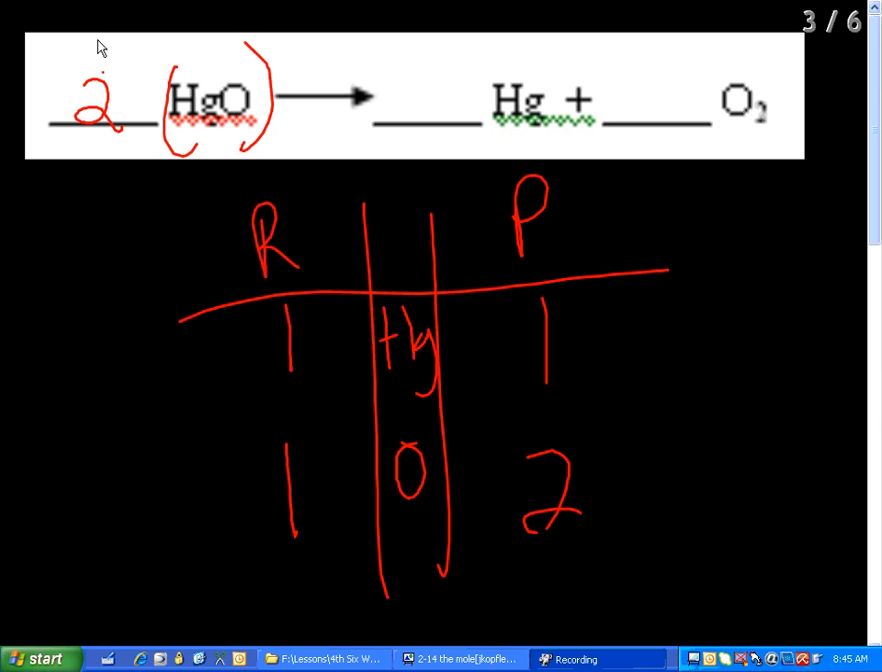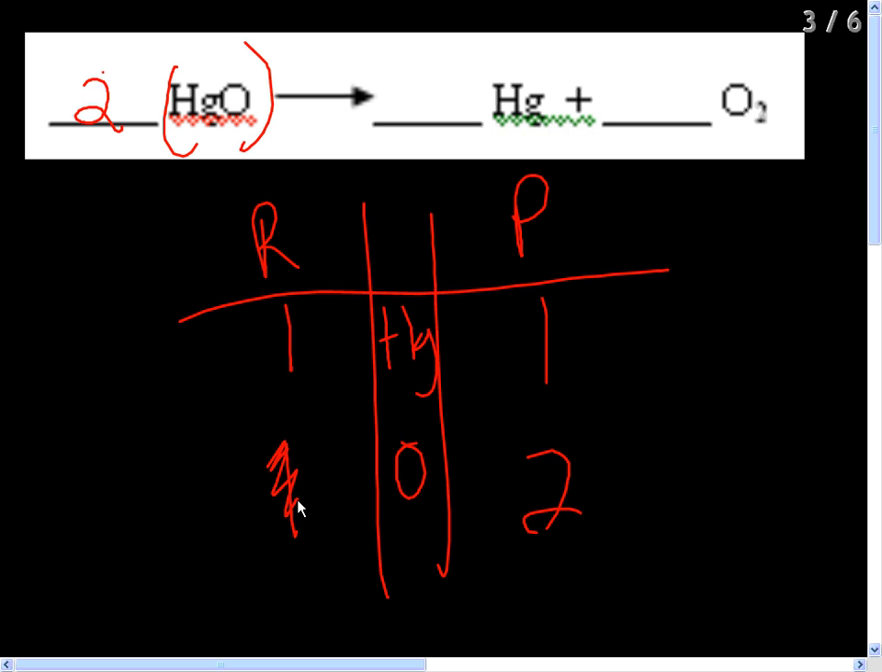That 2 right there affects more than just the oxygen. Yes, now that I put a 2 there, I have 2 oxygens, and they match. But I also have 2 mercuries. Now you may ask, well, Mr. K, why would you do that? Why can't I just put a 2 right there? You can't when you're balancing.